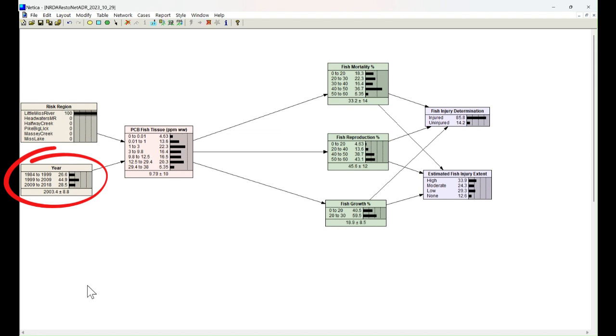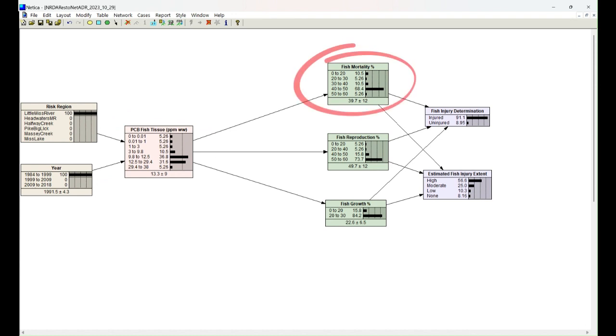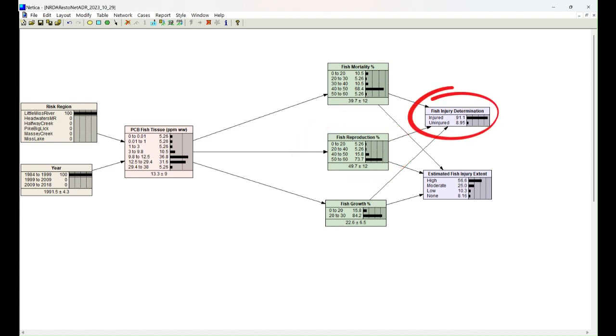The fish tissue concentrations were high in the Little Miss River region during the years prior to remediation, and according to the Berninger and Tillett data that we used for this study and Netica's calculations, there is a relatively high probability that over 40% of fish would suffer mortality or negative reproductive effects from the PCBs in their bodies. So the probability of fish injury during the years prior to remediation was very high, over 90%, and the extent of that injury was quite likely to be high.